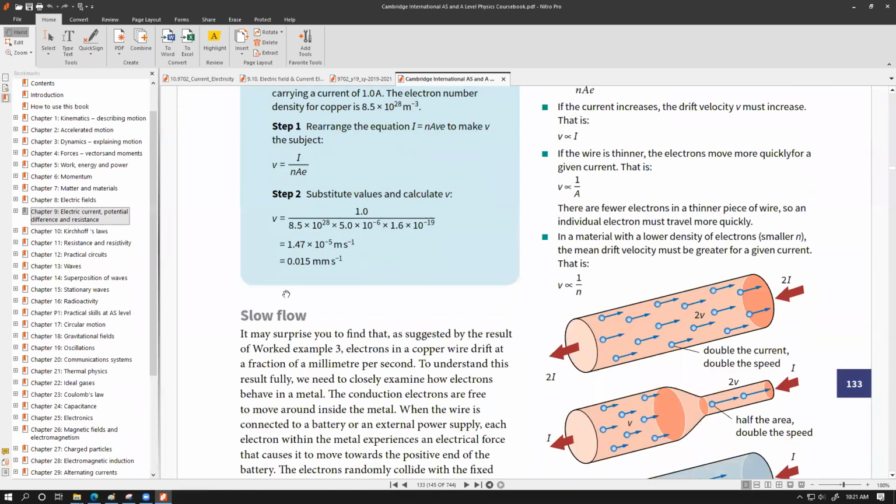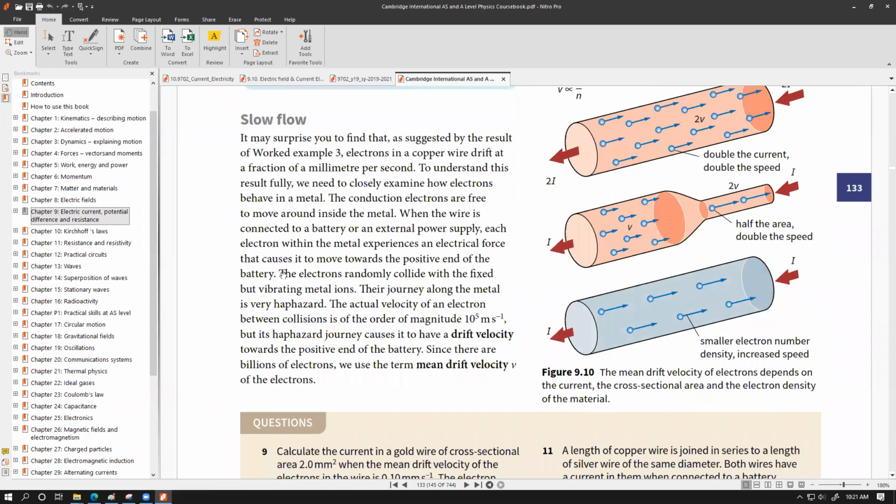So that's that. And then it says that here is a part. To understand this result fully, we need to closely examine how electrons behave in a metal. The conduction electrons are free to move around the metal. When the wire is connected to a battery or an external power supply, each electron within the metal experiences an electrical force that causes it to move towards the positive end of the battery.